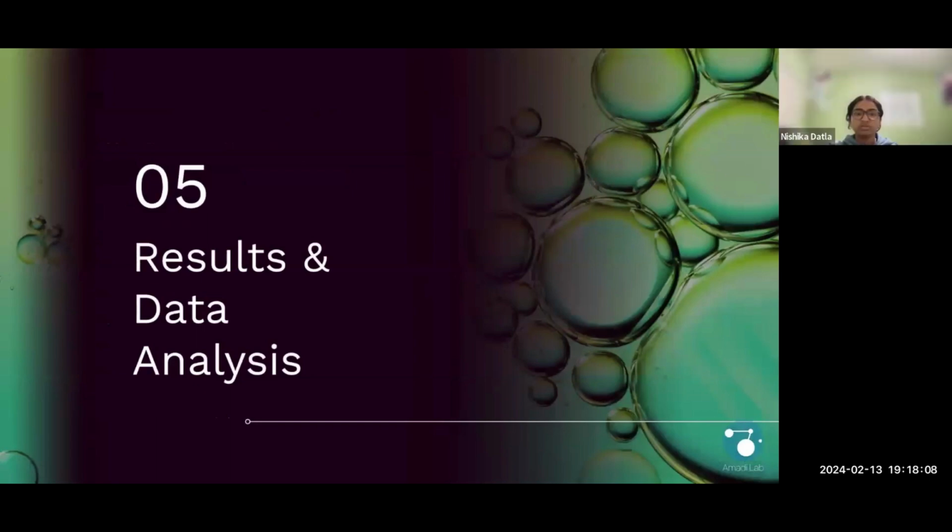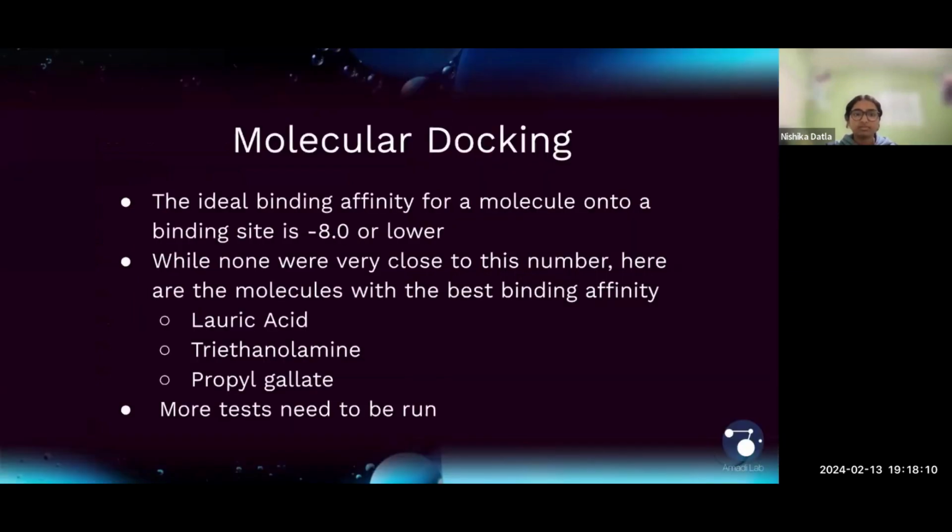So moving on to results and data analysis. As mentioned earlier, when looking at our molecular docking tests, we are looking for a binding affinity of -8 or lower. None of our tests thus far have reached this number, but the 3 molecules that have gotten the best binding affinity are lauric acid, triethanolamine, and propyl. We will be running more tests in the future using Autodoc V9.